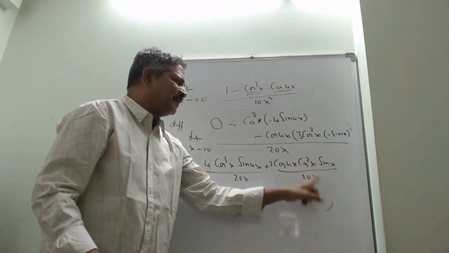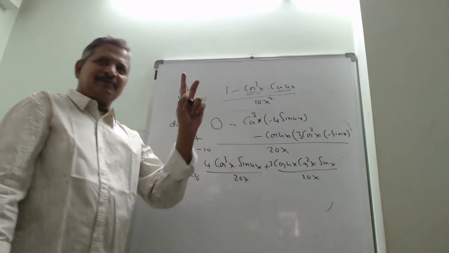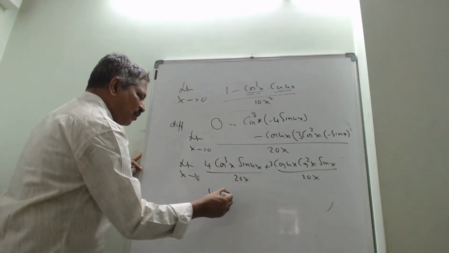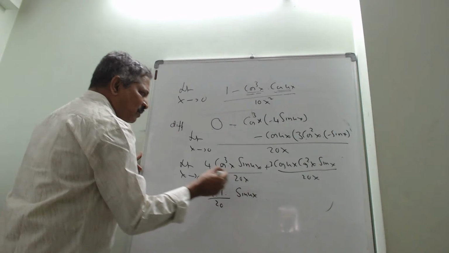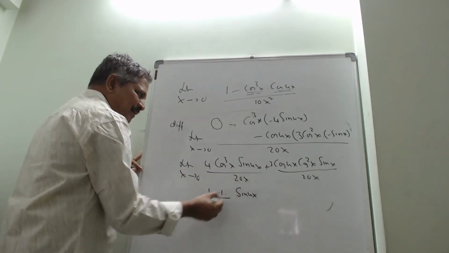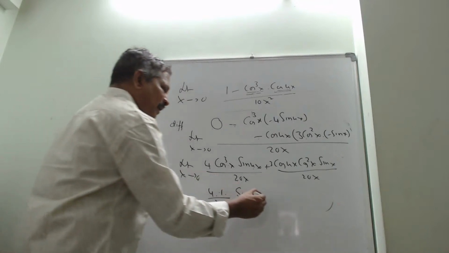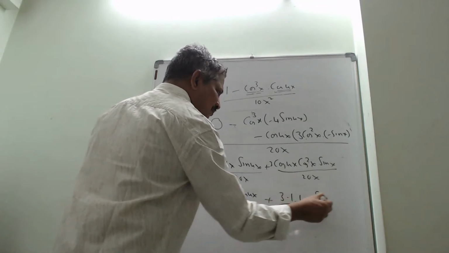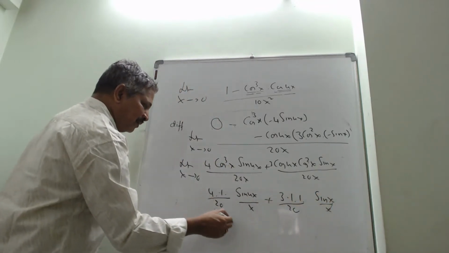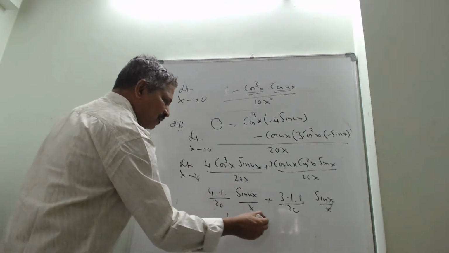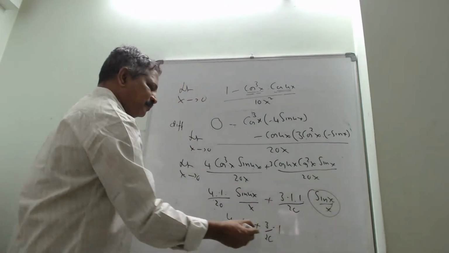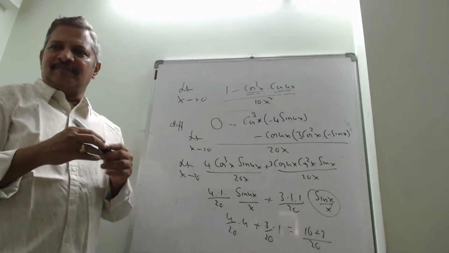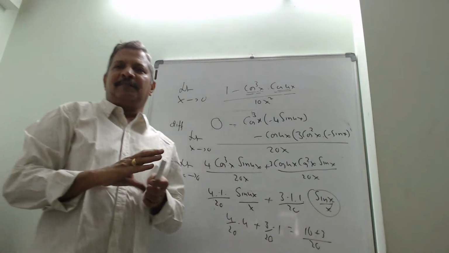We know that sin x by x is 1. We know that sin 4x by x is 4. So you will write 4 cos 0 as 1. If you want another step, I will write sin 4x by 4x into cos 0 as 1. This 20 as it is, sin 4x by x, plus 3 cos 0 as 1, cos 0 as 1, sin x by x. So 4 by 20 here 4, 3 by 20 here it is 1. 20 LCM, 16 plus 3, 19 by 20. So this is one of the typical problems.